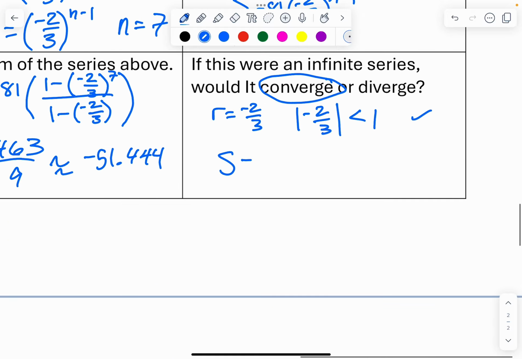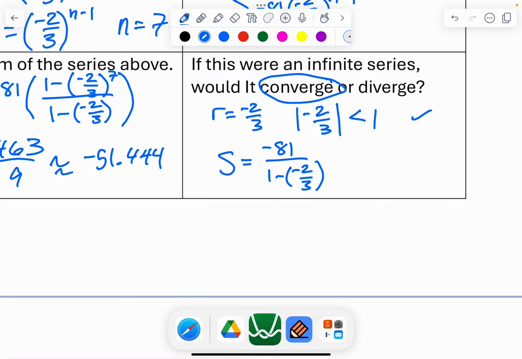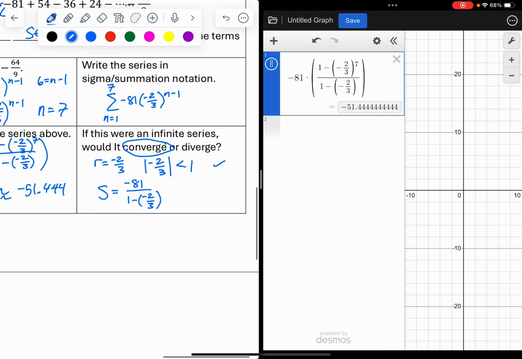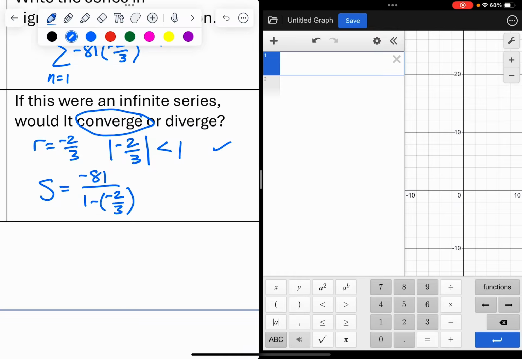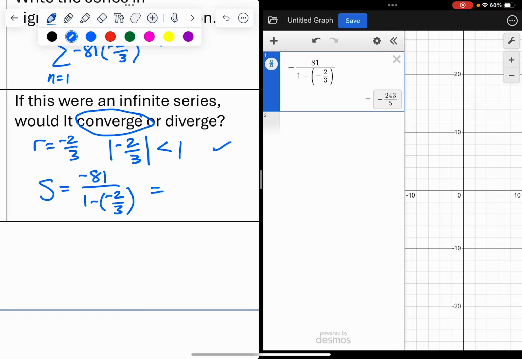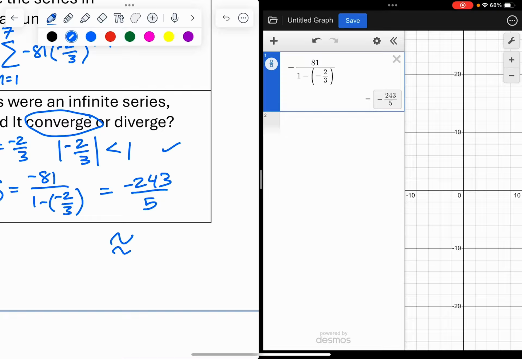Equals a sub 1 was negative 81 over 1 minus our r was negative 2/3. Desmos, we need you. Okay, negative 81 over 1 minus, in parentheses, negative 2/3. And let's see, what's that fraction? This would be equal to negative 243 over 5, which is exactly negative 48.6.